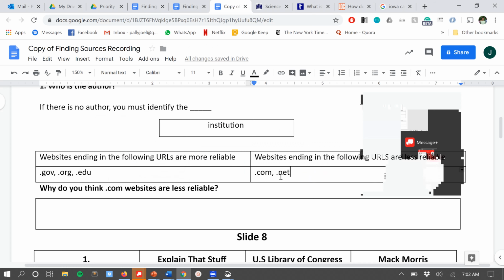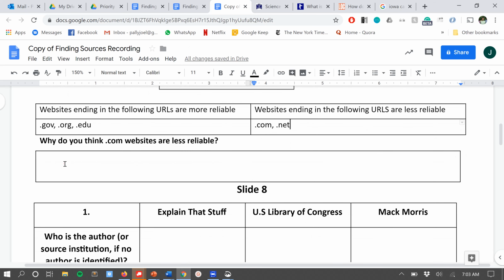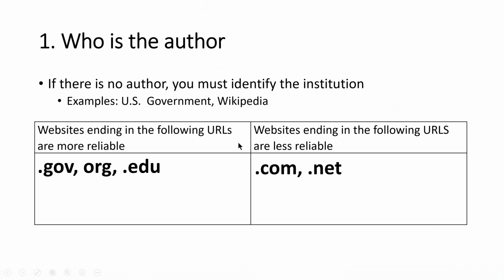What I want you to do now is on your own, pause this video, take a minute to answer this question: why do you think .com websites are less reliable? Remember, .com stands for commercial, which means they're usually some sort of business. Why are they less reliable as a source of information?